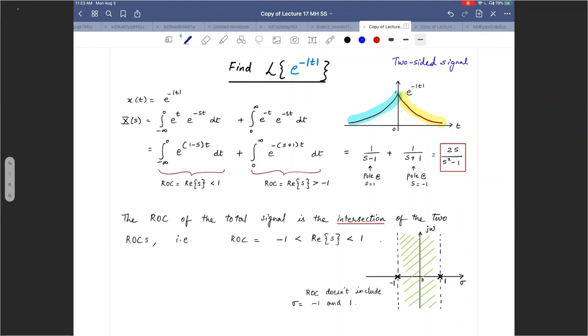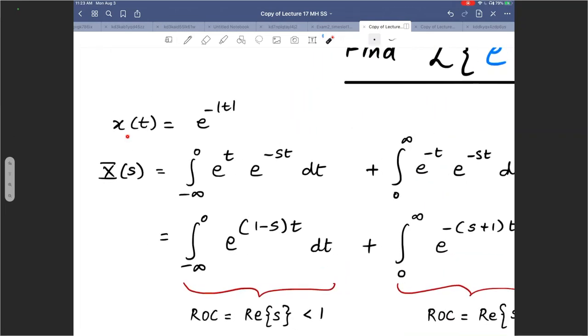e to the minus absolute of t. The sketch is provided over here. Sketching it is not a big deal, but finding the Laplace transform and more importantly its region of convergence is a big deal for this example. So let's take a look at that. You have x of t as e to the minus absolute of t.